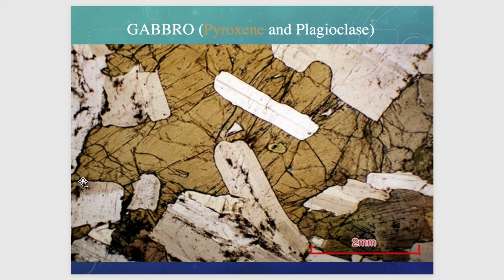In this case, we are looking at an image that doesn't have crossed nicols, so these are the real translucency-related colors of the minerals. There is probably also some amphibole in this gabbro, and also potentially a crystal of olivine in here.